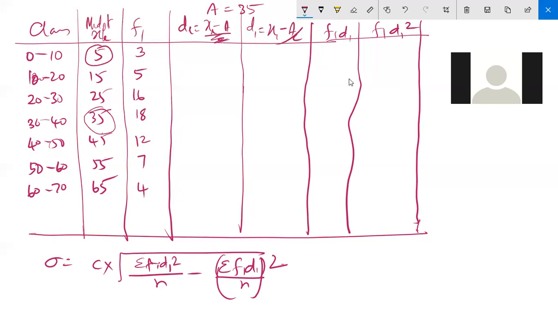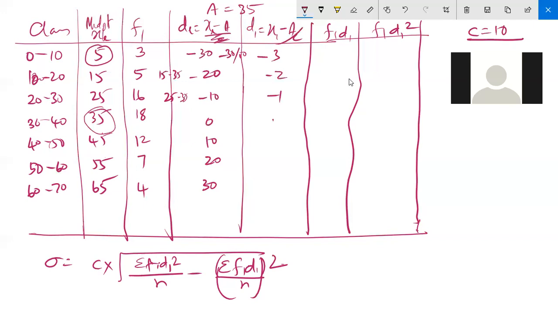Then 5 minus 35 is minus 30. 15 minus 35 is minus 20. 25 minus 35 is minus 10. 35 minus 35 is 0. 45 minus 35 is 10. Then 20, 30 it is coming from there. Now class interval is equal to 10. If you divide by C, minus 30 by 10 is minus 3. This is minus 2, minus 1, 0, 1, 2, 3. Like that it becomes.